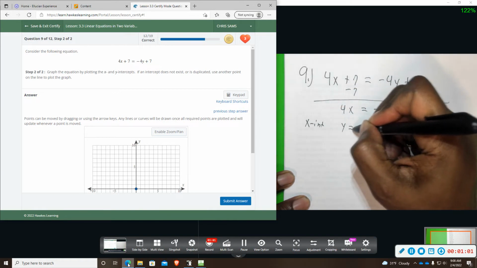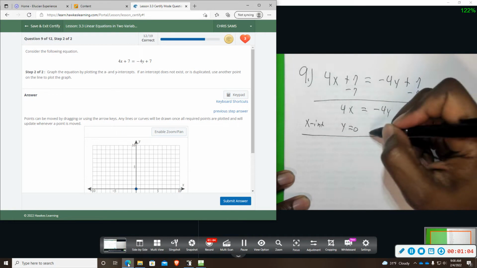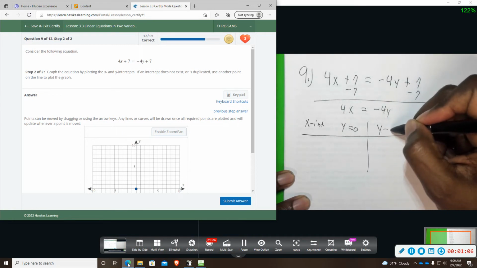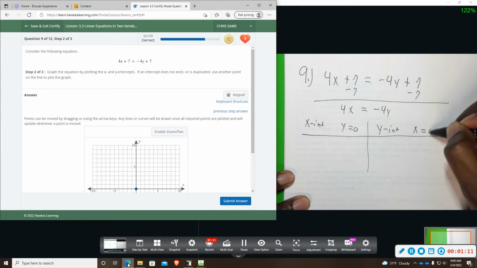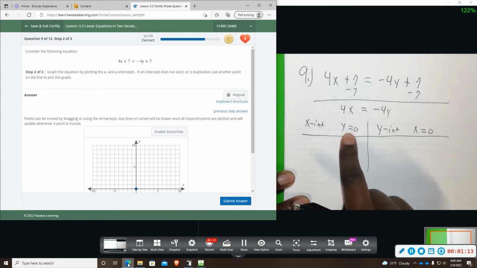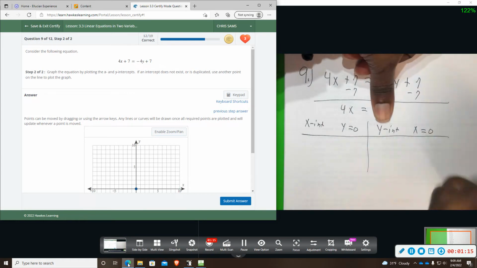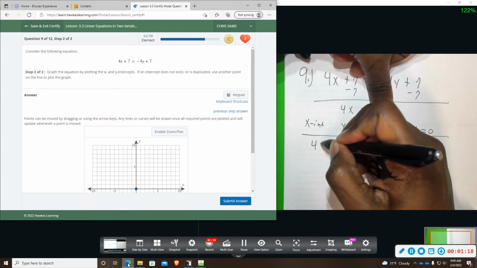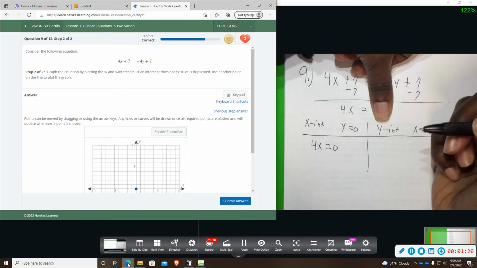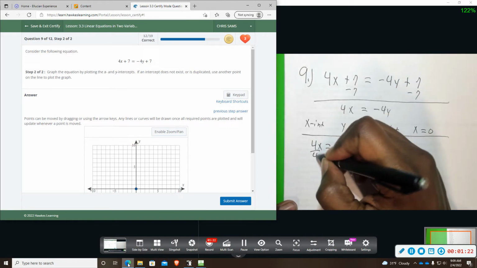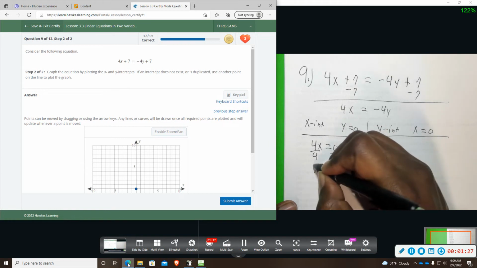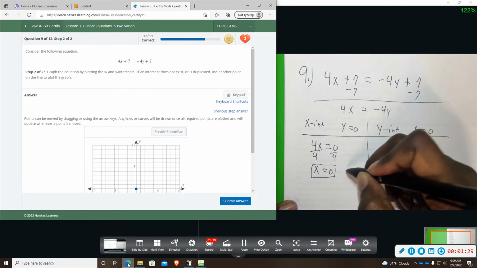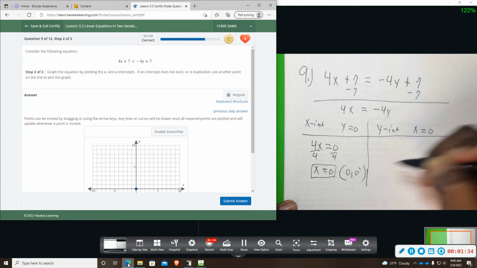Okay, so from here, I'm going to do the x-intercept, which means y equals 0. And then we're also going to do the y-intercept. And then this time, x would be 0. Okay, so if I plug a 0 for y, this side is going to 0 out, and I'm going to be left with 4x equals 0. Divide by 4, and then you get x equals 0. So ordered pair would be 0, 0.